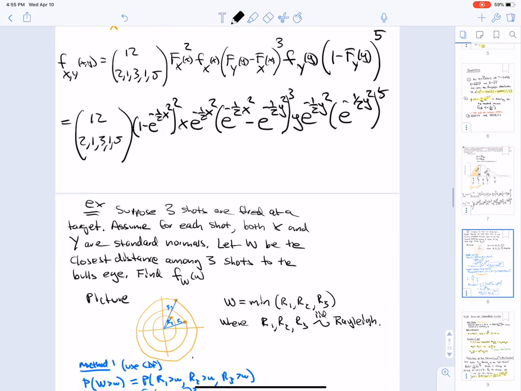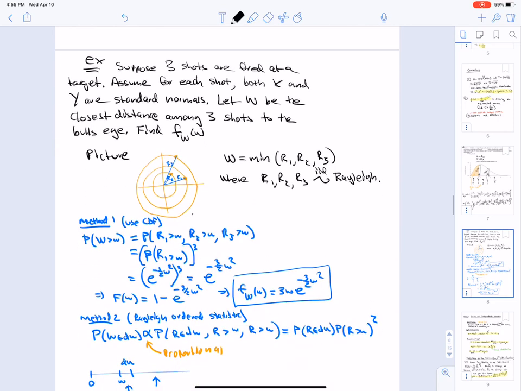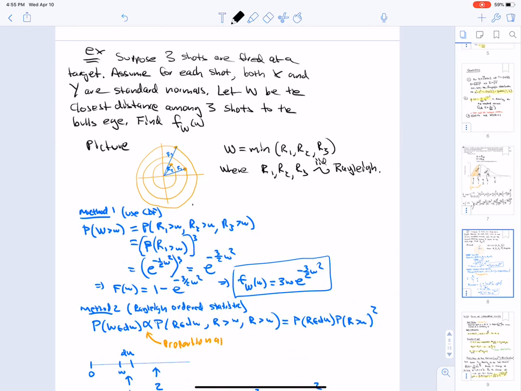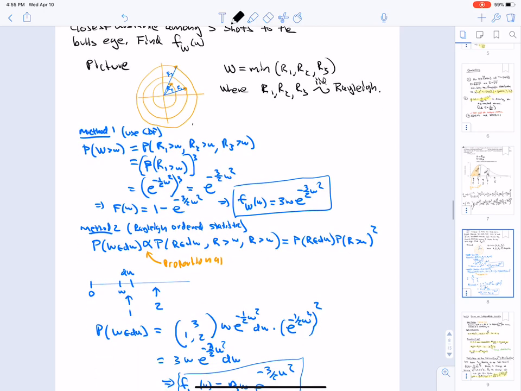So as another application, suppose 3 shots are fired at a target. Assume for each shot both x and y are standard normals. Let W be the closest distance among 3 shots to the bullseye. Find the density of W. So W is the min of these 3 Rayleighs. And so I can think of 2 straightforward methods to do this.